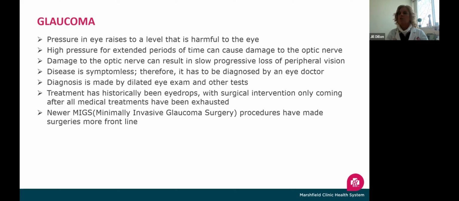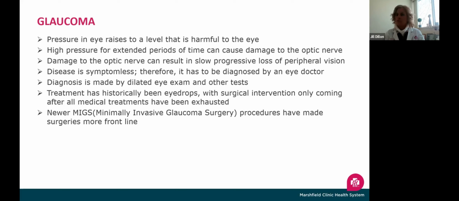Now, historically, treatment for glaucoma has always been with eye drops. That's usually what we're going to use first. But surgical intervention is normally something we went to way down the road. But there's some newer procedures called minimally invasive glaucoma surgeries. They're called MIGS procedures for short. Those are more frontline surgeries.